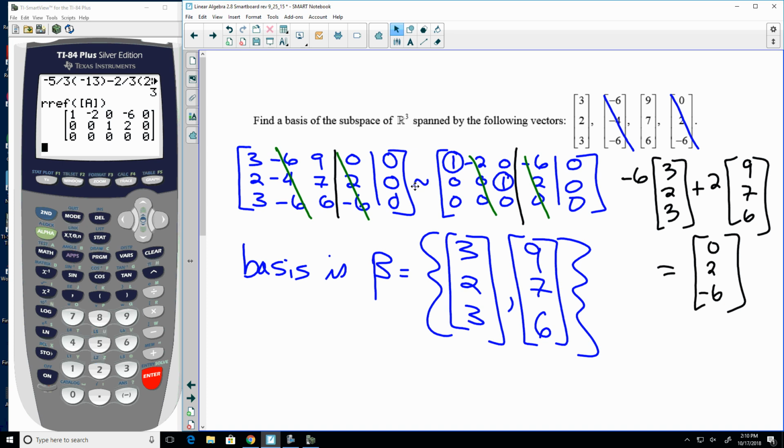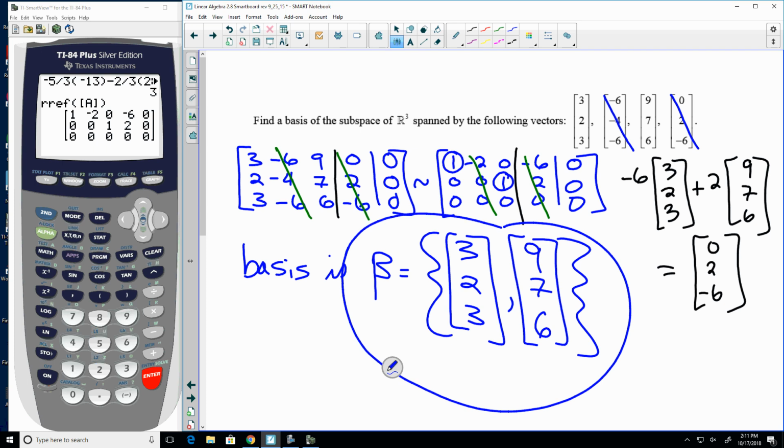The answer is this right here. So that's not enough to span R3, but it's all we need to span the subspace that you get when you span those 4 vectors. If I span the 4 vectors, I get a subspace. I just need those 2. I didn't need all 4 of them. Okay, 4 was too many.